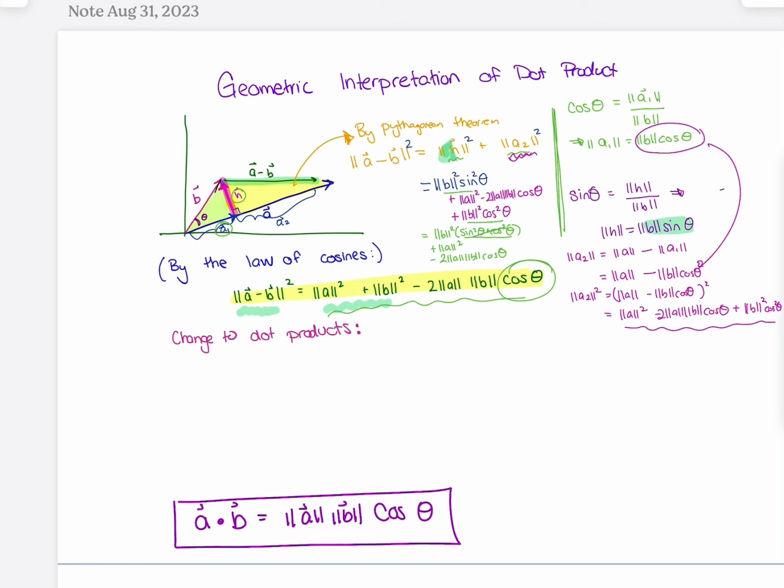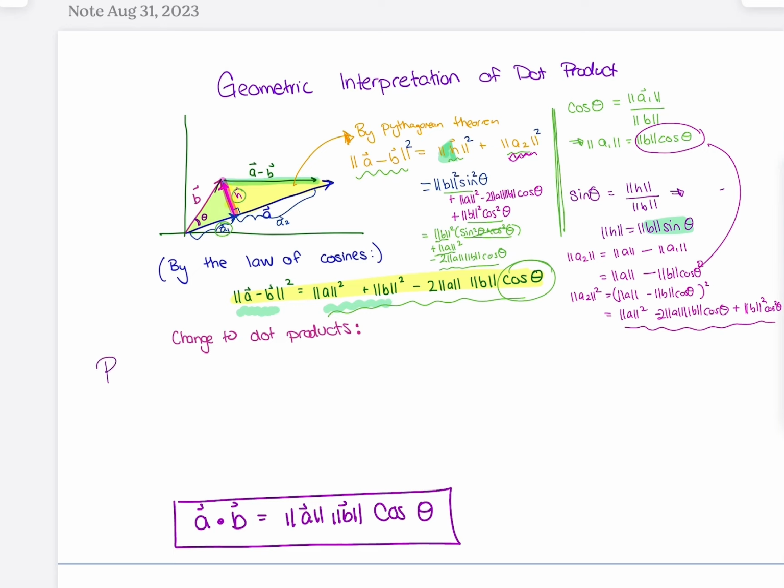And we get exactly what we wanted, that the magnitude of A minus B quantity squared is equal to the magnitude of B squared plus the magnitude of A squared minus 2 times the magnitude of A times the magnitude of B times the cosine of the angle in between. So now we've derived that law of cosines. Okay, now that we have this, we're going to change this to dot products.